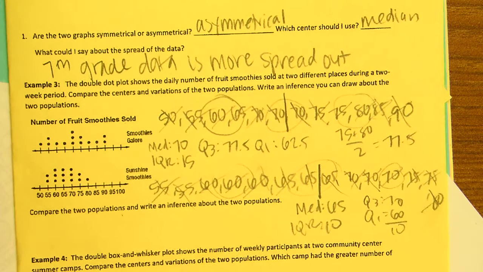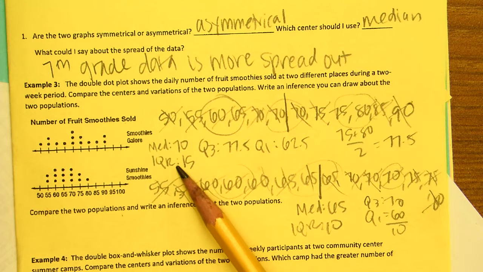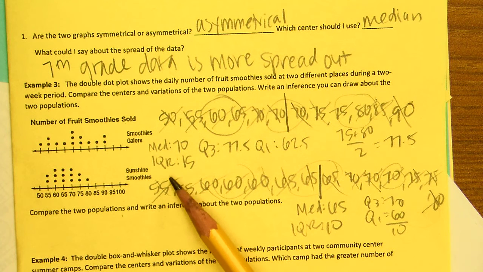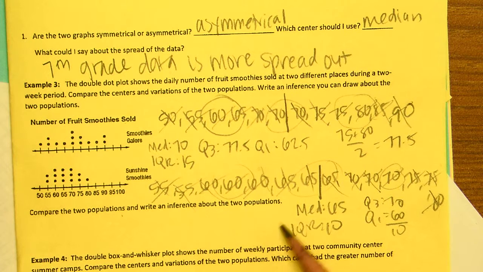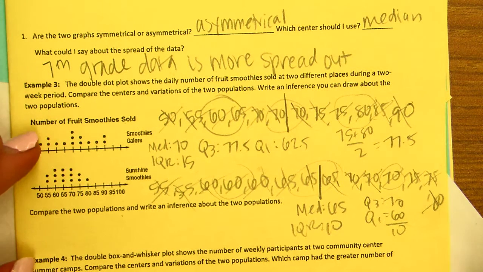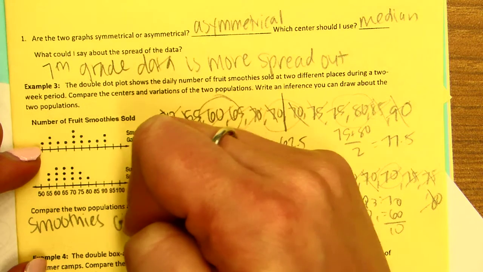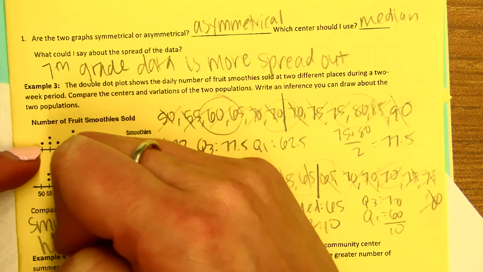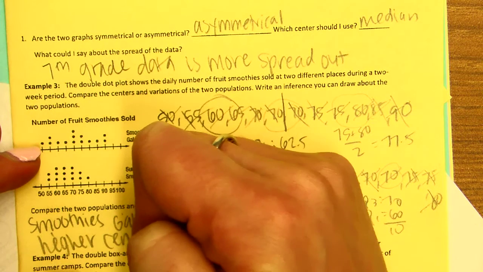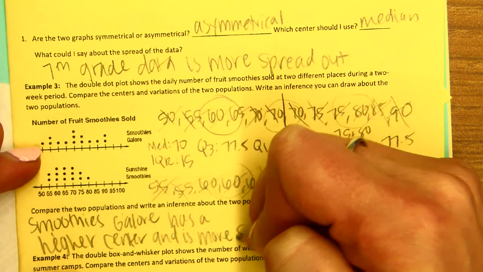So what we can see from this data is Smoothies Galore has a higher center for the data. The median is 70. It's also more spread out than Sunshine Smoothies because the interquartile range is 15, where here the interquartile range is only 10. So to compare the two populations, I would say Smoothies Galore has a higher center and is more spread out.